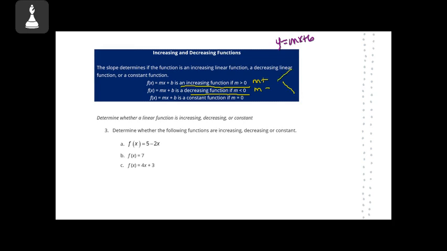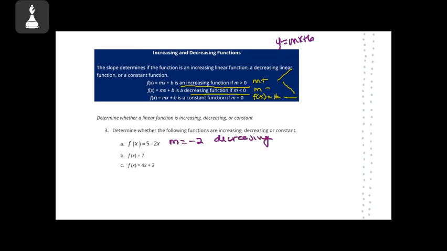Any constant function, there's actually not going to be any slope. It's just going to be f of x equals some number, no x's on that side. And the result's going to be a horizontal line. So if we take a look here, first function, f of x equals 5 minus 2x. So slope is negative 2 because that's what's attached to the x. So this is a decreasing function.